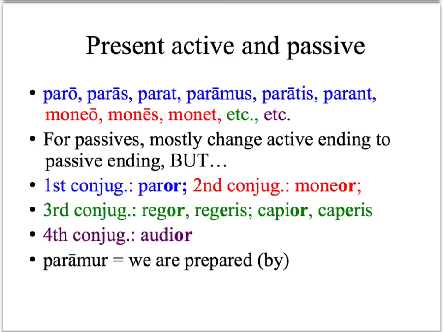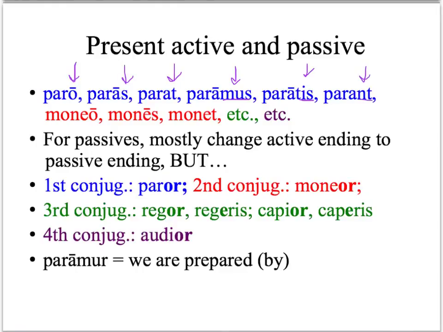Former Hackley students have learned the present active by singing a song, paro, paras, parat, paramus, paratis, parant, and all the way through all 4 conjugations. To make the present passive, mostly you will just change these active endings to the passive endings: mur, mini, and then ntur. But there are a few exceptions.